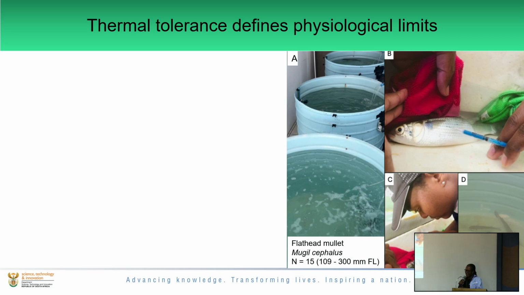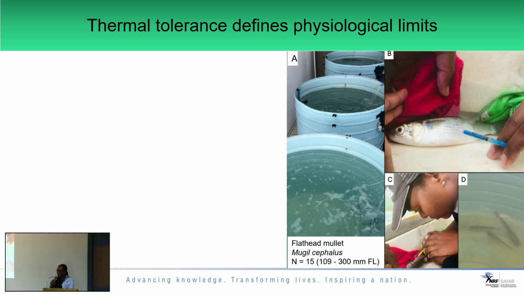Okay, just to get started, we used critical thermal methodology to look at the thermal tolerance of mullets, and I think this has been explained a lot over this week, so I'll just touch quickly on the methods. We had a lab set up at Rhodes University, where we introduced the mullets into the system, and then we ramped the temperature up and down to see how they react to that.